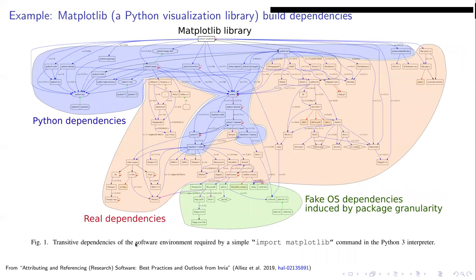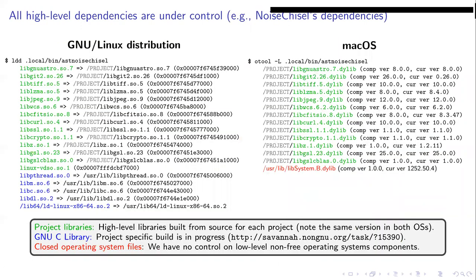All of these dependencies you see here took us almost 1.5 weeks to build for matplotlib, but we're happy that it's finally done. Matplotlib and many more higher level software are now also fully buildable inside this system that we're proposing here. And we tested a lot on both GNU Linux and macOS.